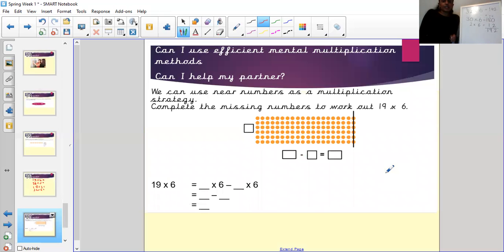Let's have a look at this question. This question is asking us to complete the missing numbers to work out 19 times 6. So one method which you might want to try is this method. If you look carefully at the arrays, you can see there are 19 going across and there's 1 crossed out. I'm going to show you how and why. Let's have a look. I want you to just have a think. What do you think the answer might be before I show you a method? Remember to pause the video and have a think.